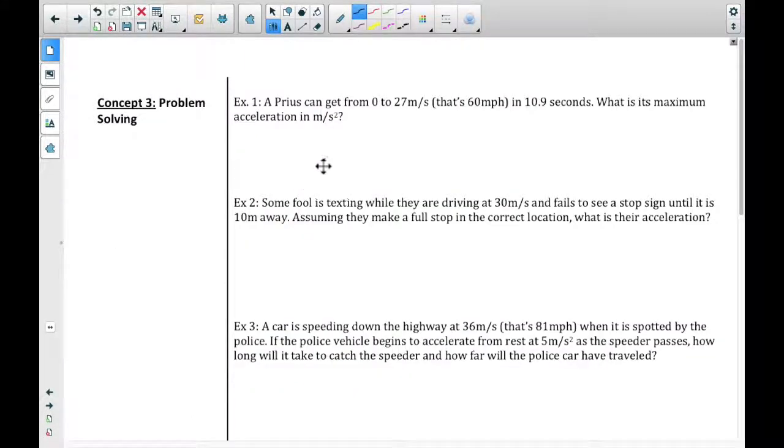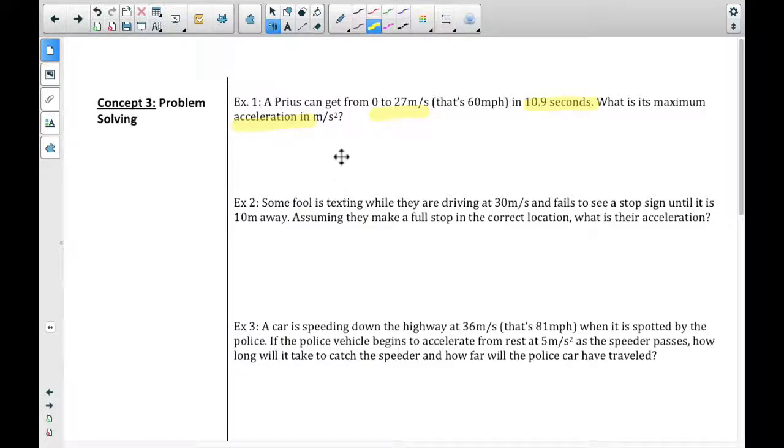All right, here, this first example is a pretty basic example, but it gives a good example of, look at all the variables that are involved. We have 0 to 27 meters per second, that's 60 miles per hour. We have 10.9 seconds, and then the question is asking about maximum acceleration. Let's go through and define our variables here. So we're going to use v for velocity, we will use t for time, and a for acceleration.